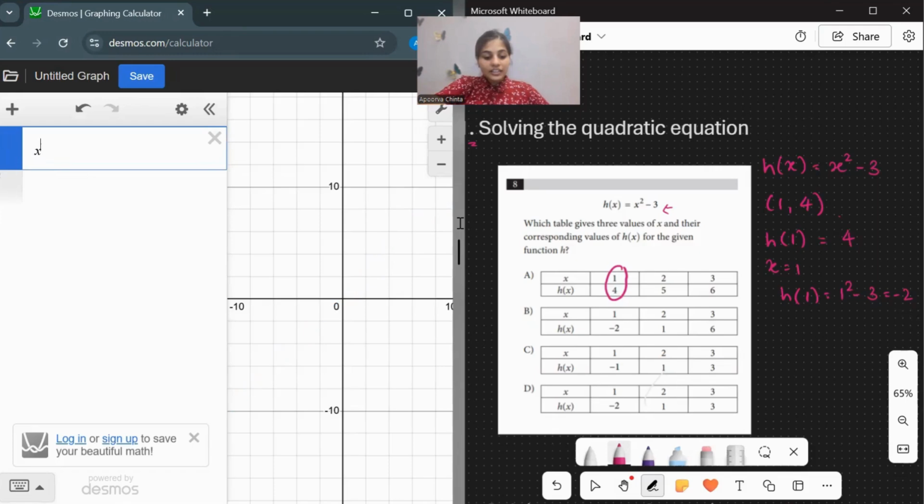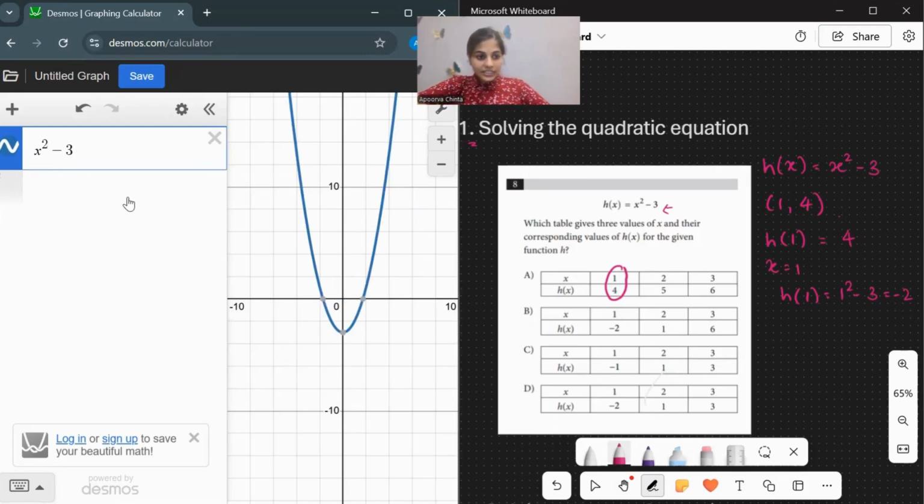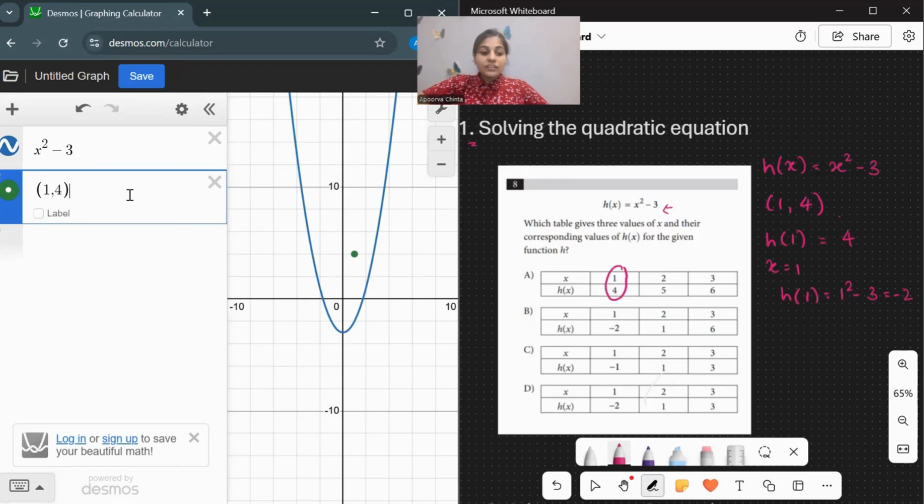So let's try it using Desmos. So we'll just plug in the equation, that is x squared minus 3, and also the coordinate, that's 1, 4, which is obviously outside the curve. It is not lying on the curve. So first option is not the right answer.